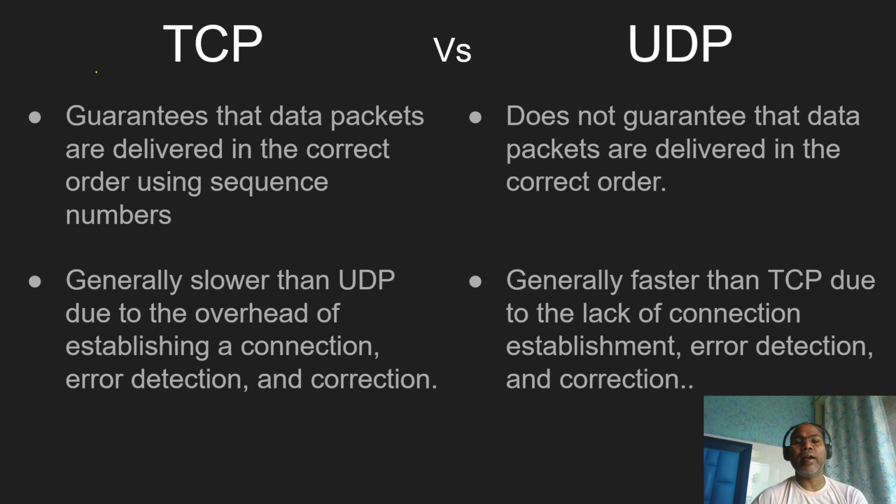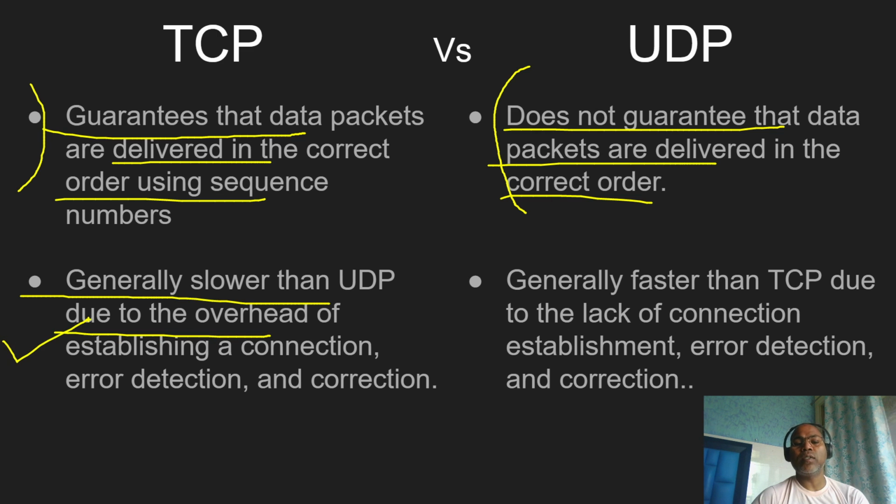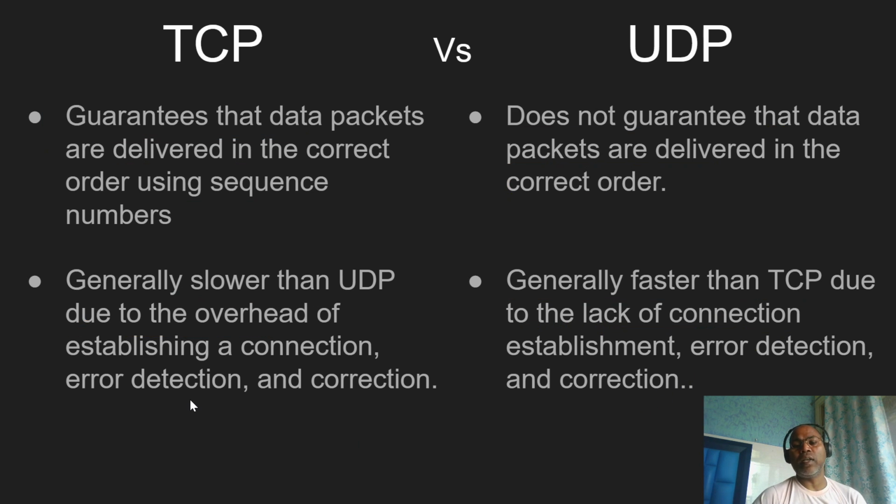Similarly, TCP guarantees every piece of data is delivered in the correct order using sequence numbers. But with UDP there is no such guarantee. Maybe some packets are delivered fast, some are delayed. There is no correct order. Sometimes ups and downs happen. But the objective is fast delivery. With TCP the objective is to ensure guaranteed delivery. Generally TCP is slower than UDP due to establishing the connection, error correction, and data correction. UDP is generally faster than TCP, but lacks error detection.